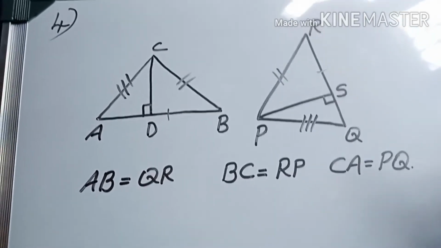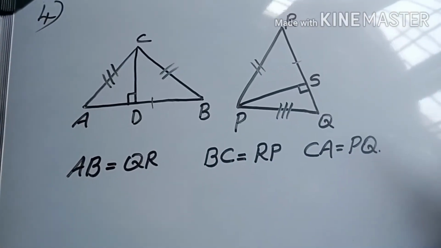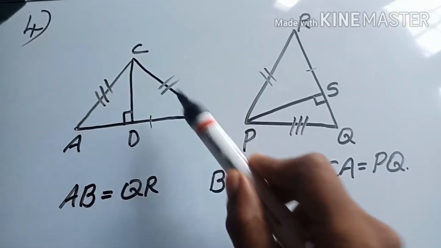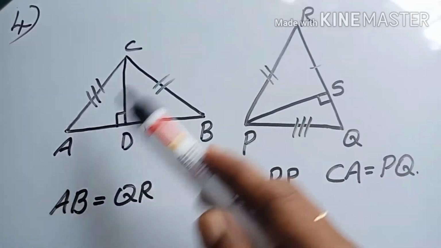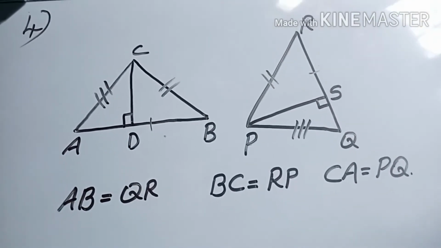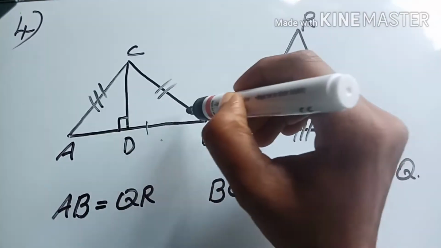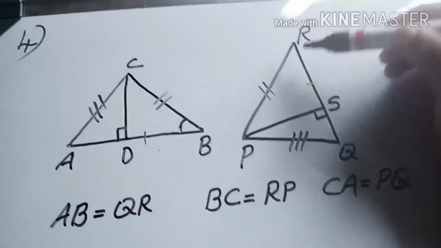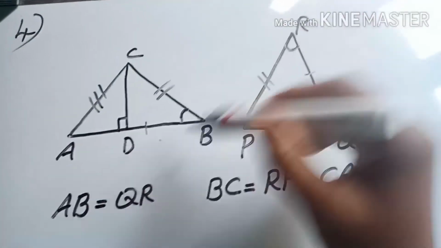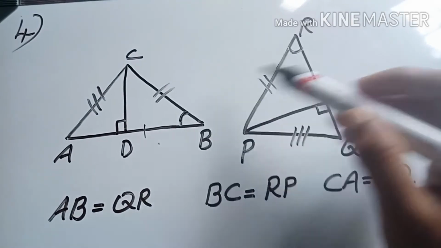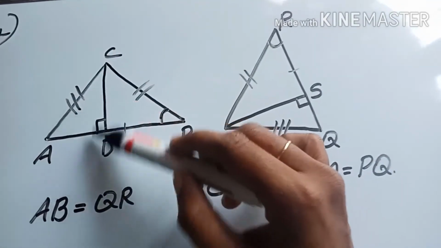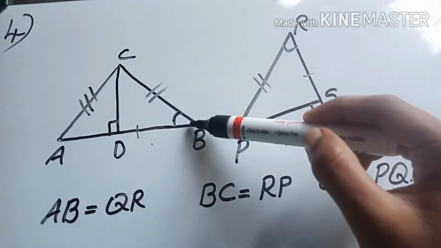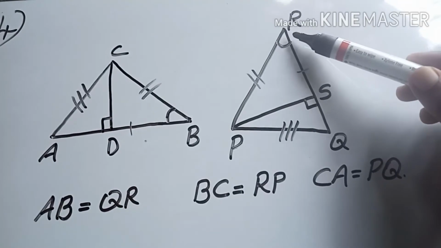Okay, now we need to check whether CD and PS are equal or not. That also we can say. Why? Since the three sides are equal, the three angles will also be equal. Here the third side's opposite angle is angle B. Here the third side's opposite angle is angle R. These two angles, angle B and angle R, are equal. Here you can see that this CD side is opposite the equal angles. CD is opposite angle B. Here PS is opposite angle R.